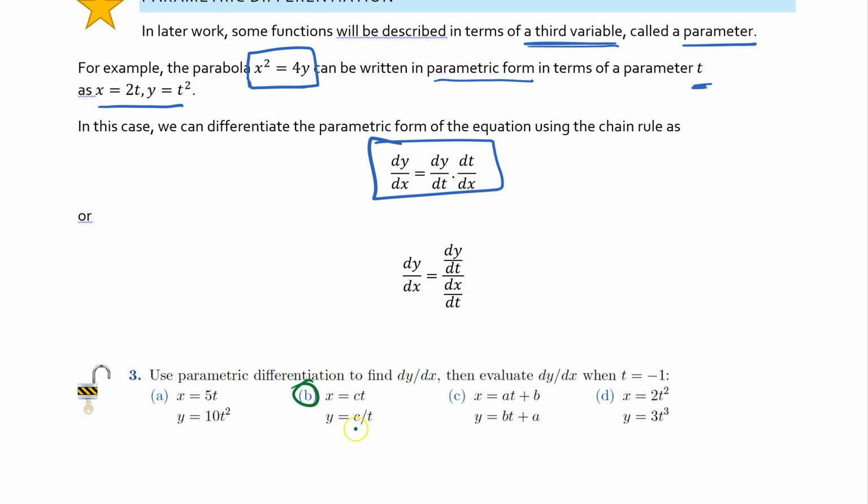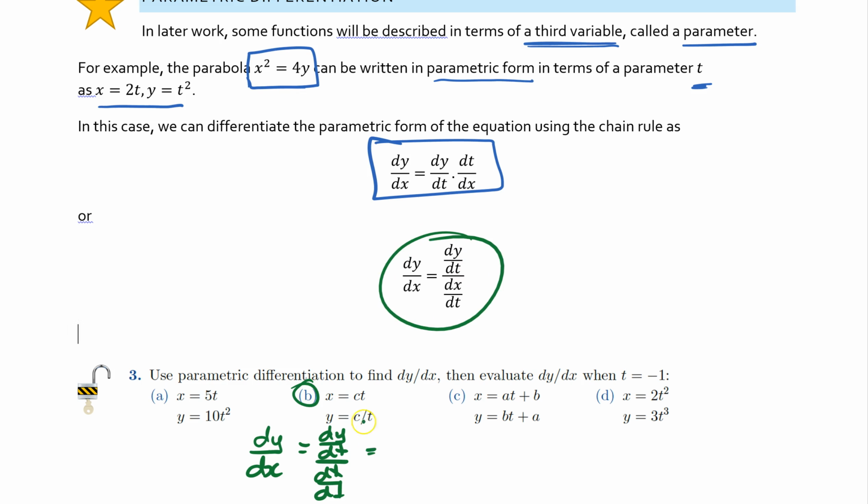So if we look at an example, I'll just do B as our example here. If I wanted, for this particular curve, whatever it is, written in terms of the parameter, if I wanted the gradient of the curve, which is the gradient of the tangent, then that's going to be dy dt over dx dt, so I'm using this format here. Now, if y is c on t, that's ct to the minus 1, so dy dt is minus ct to the minus 2, so that's minus c on t squared.